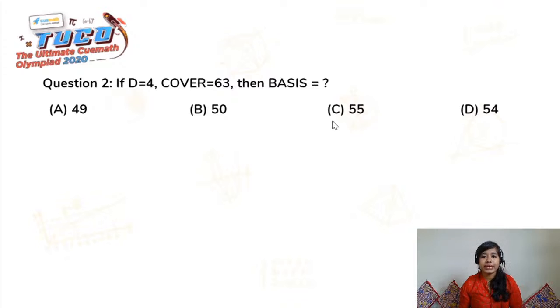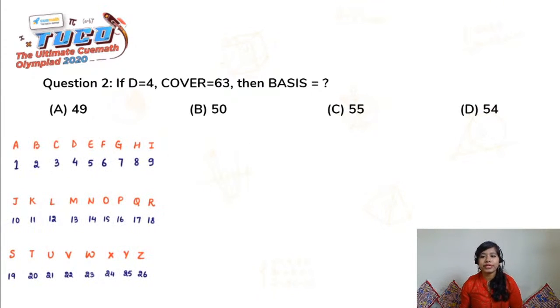Here are our options A, B, C and D, and here goes our numbering sequence again. So let's see cover. We know that it is C, O, V, E, R, and now let's see the numberings of these. C is nothing but 3. O is nothing but 15. V is, let's see, 22. E is 5. And R is 18, right?